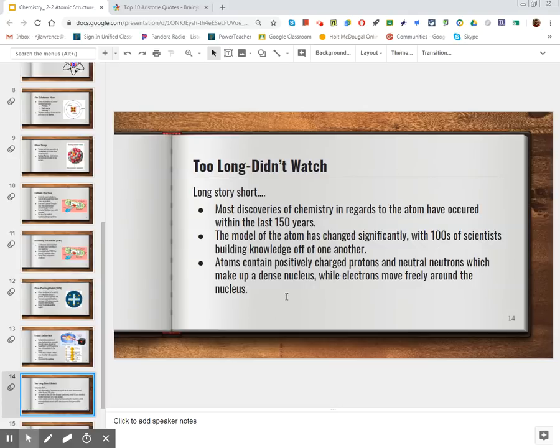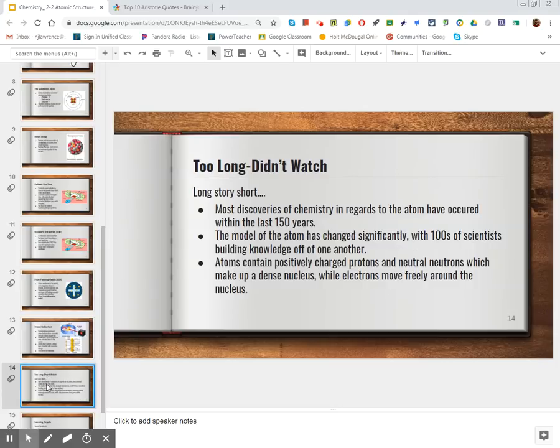The atom is there, and it contains the protons, it contains the neutrons, and it contains electrons. The neutrons and protons are in the nucleus, which is a dense, positively charged center, and the electrons move freely around in things called the electron cloud, the electron shell, or in electron orbitals.